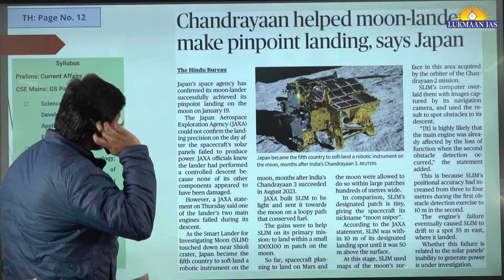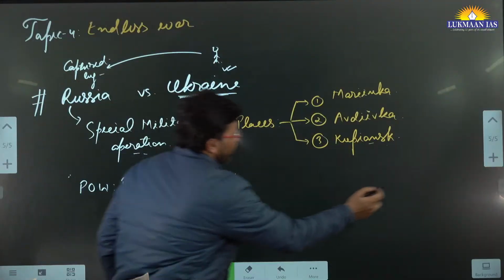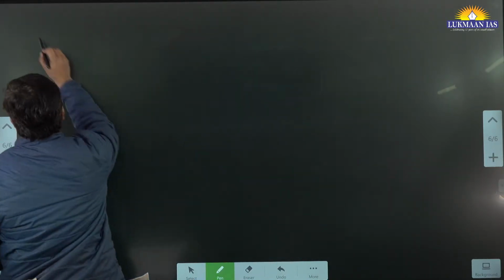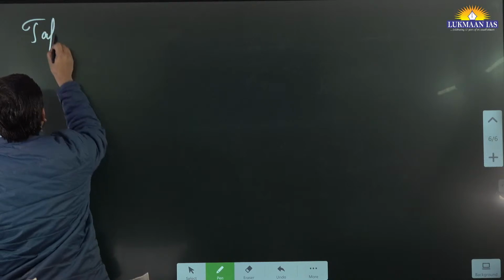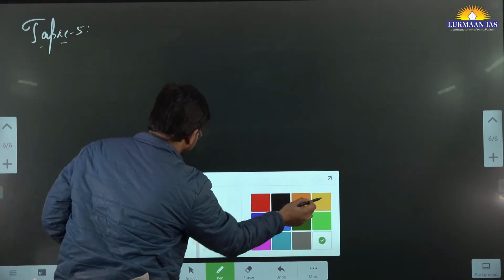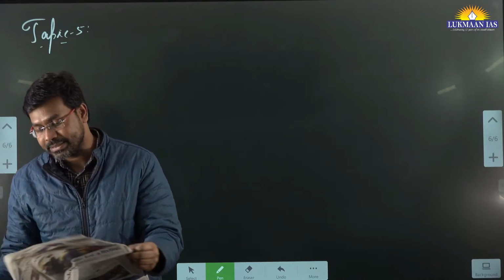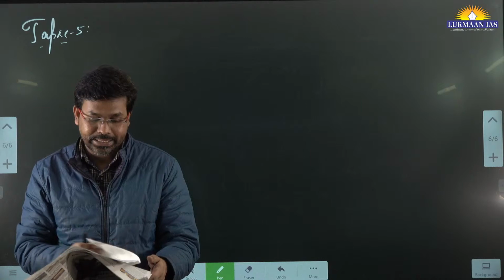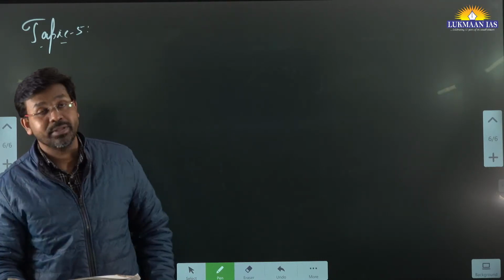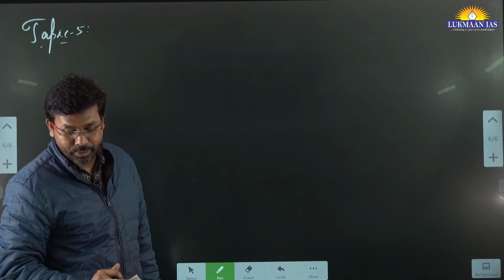So Japan Aerospace is, just a minute. We are going to discuss another topic. This is topic number maybe 5 or 4, right? We are going to discuss this topic. It is a very important topic from science and technology. There is a likelihood that UPSC may ask this question in the prelims exam. So that's why I'm going to write down this particular topic for you.